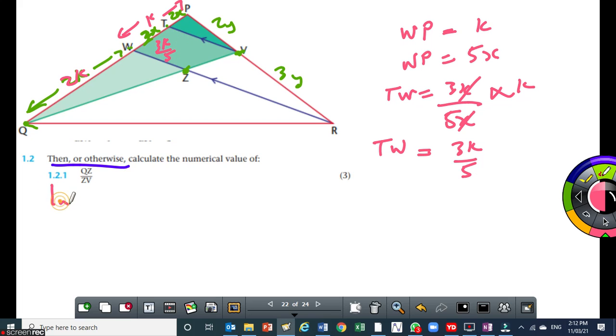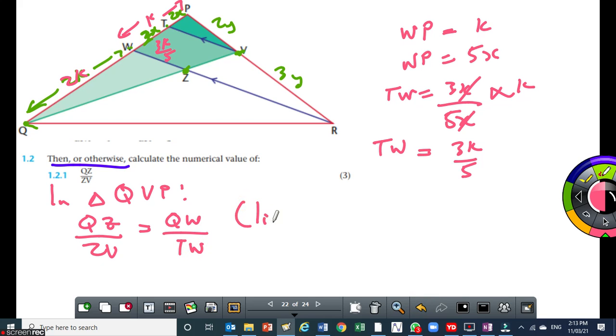Right? So here I'll say in triangle QVP, I can use my proportion theorem. So it will be QZ over ZV is equal to QW over WT or TW. Let me use TW. Okay. Then I write my reason: line parallel to one side of triangle.